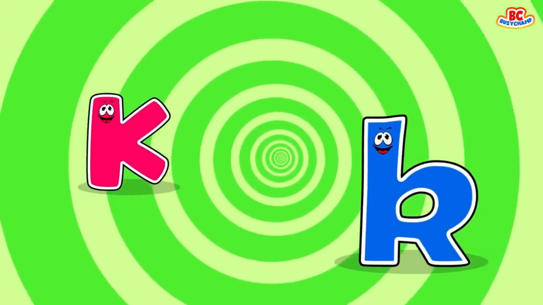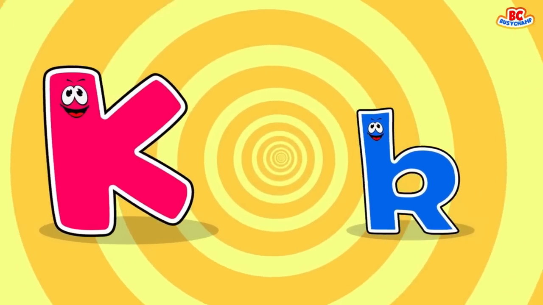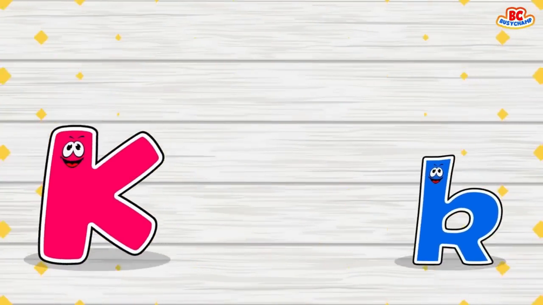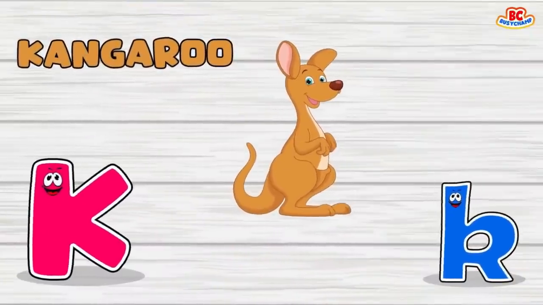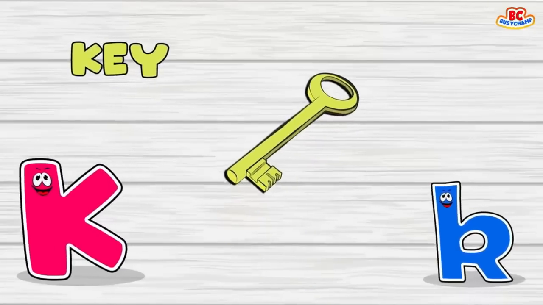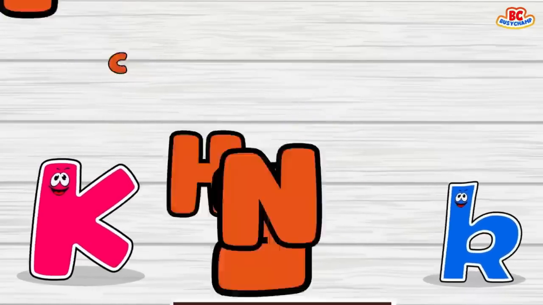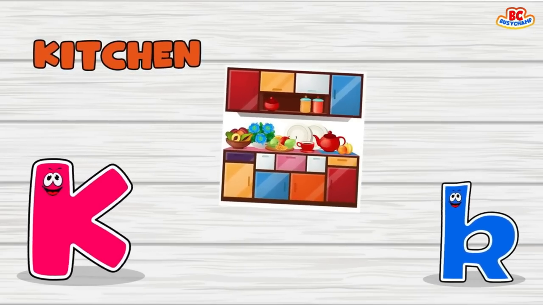K sounds k, k, k, k. K is a kangaroo, k, k, kangaroo. K is a key, k, k, key. K is a kitchen, k, k, kitchen.